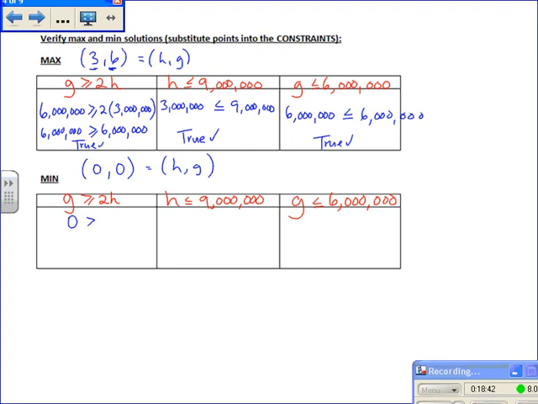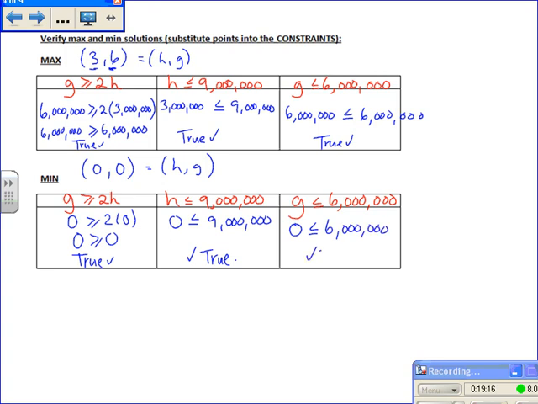So 0 is greater than or equal to 2 times 0. Well, 2 times 0 is just 0. So this is a true statement. Okay, in other words, this point checks out. The next one, H, is going to be 0 here, is less than or equal to 9 million. Well, it's true. 0 is less than 9 million. So that's true. Okay, and finally, G is 0 for this point, and 0 is less than or equal to 6 million. Yes, that's true. 0 is less than 6 million.